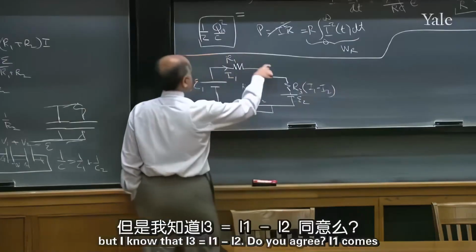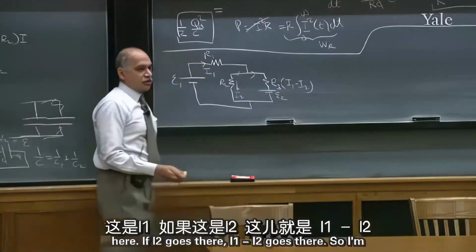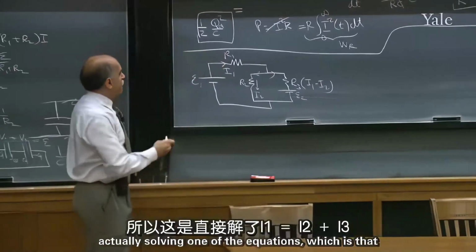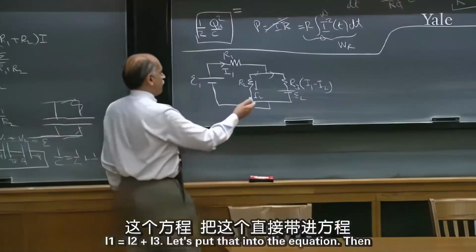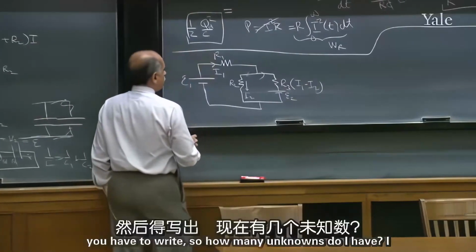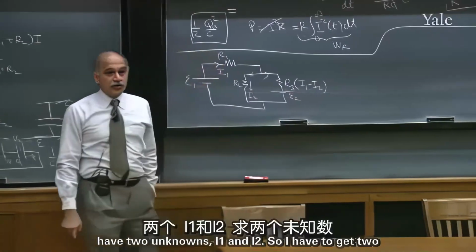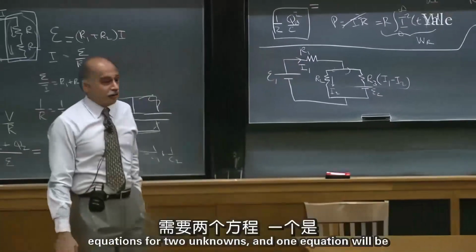Do you agree? I1 comes here. If I2 goes there, I1 minus I2 goes there. So I'm actually solving one of the equations, the junction equation, and putting that into the equations. Then you have to write, so how many unknowns do I have? I have two unknowns, I1 and I2. So I have to get two equations for two unknowns.